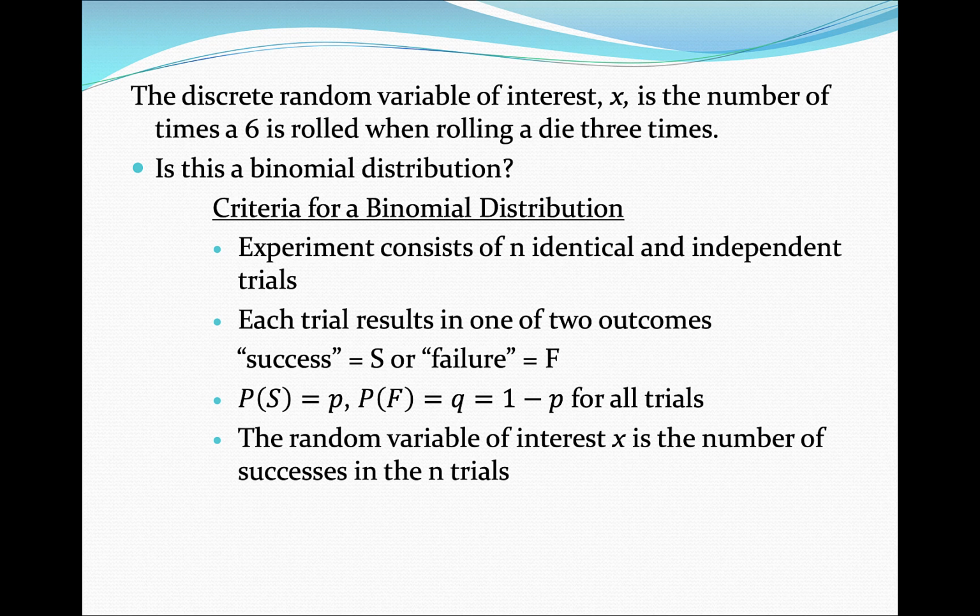And then the last criterion is just what you're interested in. The way the binomial works is it's a scenario where you're interested in how many successes you are going to get in the n trials. We've already said in our scenario we have 3 trials, and a success is that we get a 6. So we're interested in how many 6s, or how many successes, we get in those 3 trials. That means we've satisfied all the criteria for the binomial. So yes, this is a binomial, with 3 trials, a probability of success p of 1/6, and a probability of failure of 5/6.